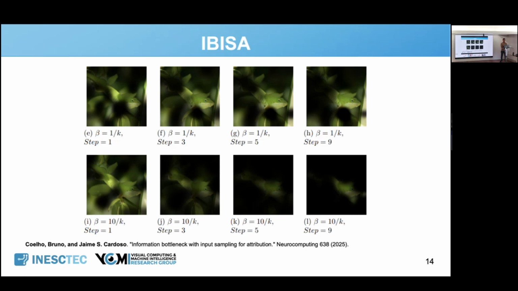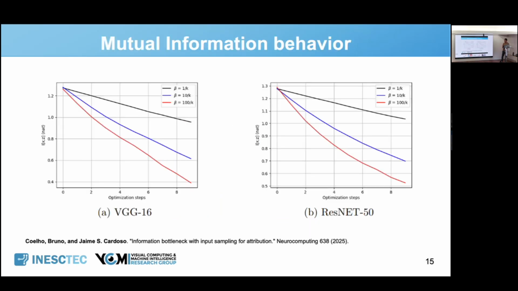But the thing that is important is to observe these curves here. We tested it only for VGG and ResNet. But you see that this is the mutual information that we computed between the original image and the image after you apply the masks. And you see that as the optimization steps go on, the mutual information between these two things actually decreases. And it decreases faster as you increase the value of beta. So what we are doing touches the objective of the information bottleneck principle, even if you are doing it indirectly. So it still makes sense to do this.